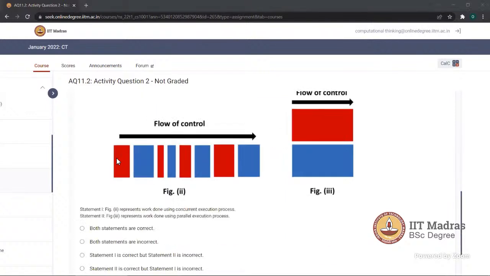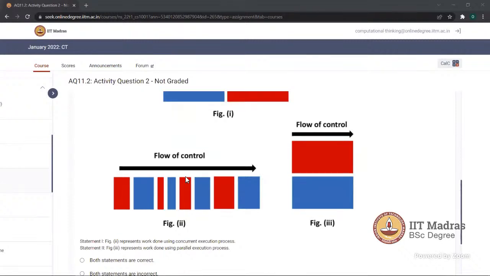If you see over here, you executed some portion of red, then you executed some portion of blue. Then again red, then blue. Red, blue, red, blue. You kept executing. Figure 2 is concurrent, sir, and figure 3 is parallel. Yes, correct. Now you understood the concept. That is the difference between concurrent and parallel.